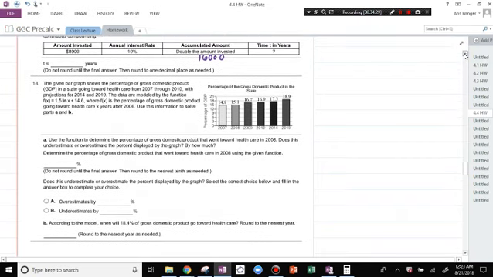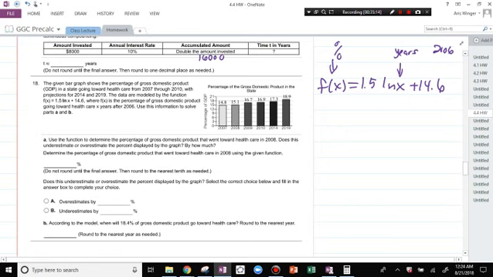They give us a function that represents this data, f of x equals 1.5 ln x plus 14.6. The given bar graph shows the percentage of gross domestic product, GDP, in a state going toward healthcare from 2007 through 2010 with projections for 2014 and 2019. The data are modeled by this function, where f of x is the percentage of the gross domestic product going toward healthcare x years after 2006. Use this information to solve parts A and B.